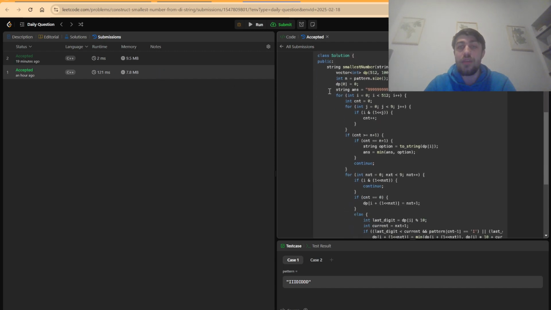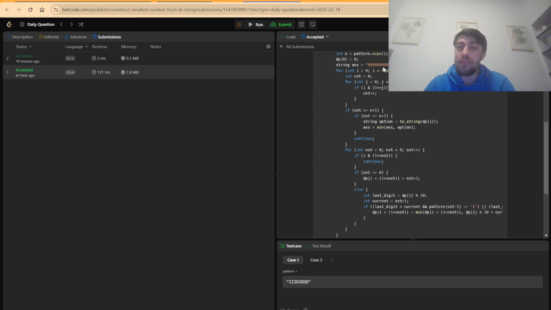And I have here dp, I initialize everything to large numbers. And then for every mask, I first count how many bits have been set. This can be done also with built-in functions. Many languages have them. And then here, if we are at the end, if the counter is n plus 1, I just convert the number to a string. I didn't want to write any function to do that. And then I update the answer as needed.